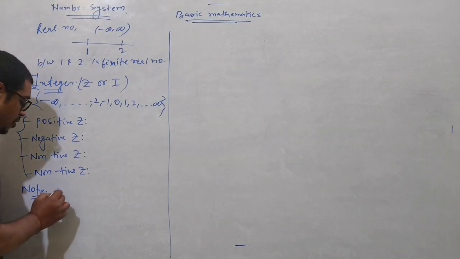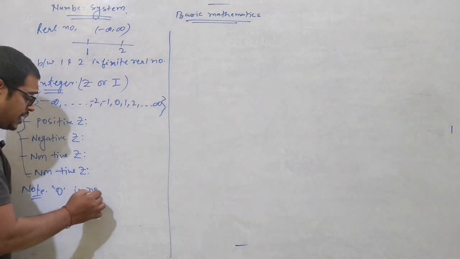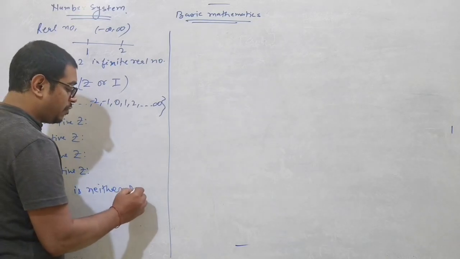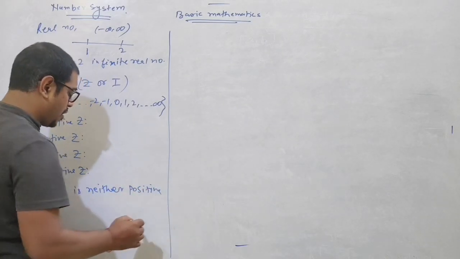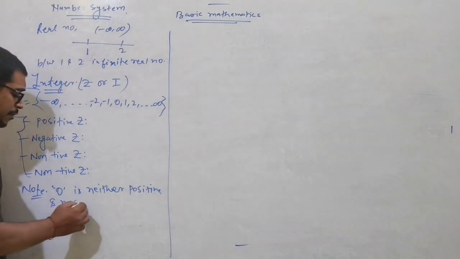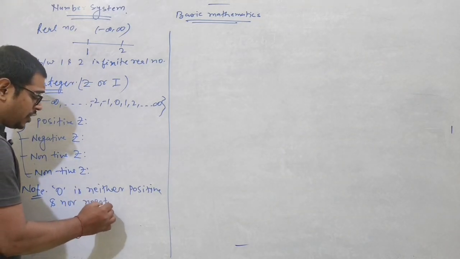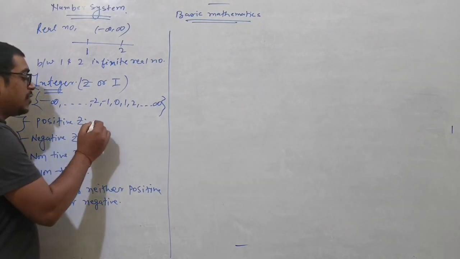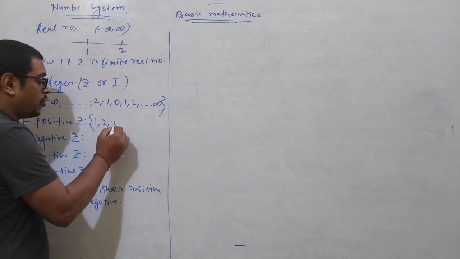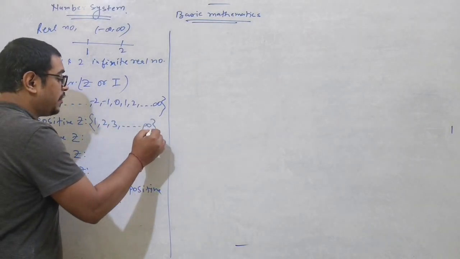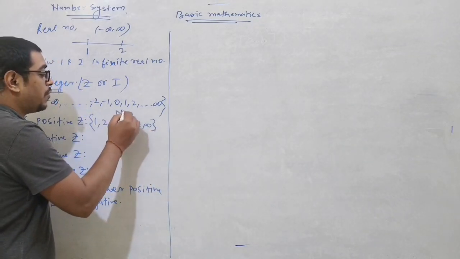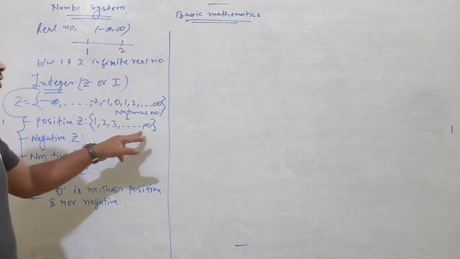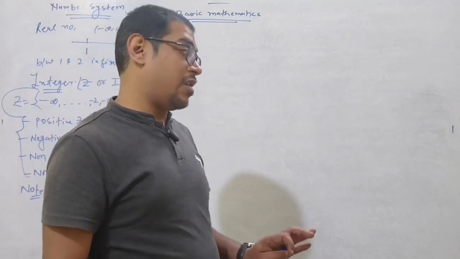You can note down also, 0 is neither positive nor negative. So what is the positive integer? Start from 1, 2, 3 and so on up to infinity. These are called natural numbers. So 1 to infinity is also called natural numbers.